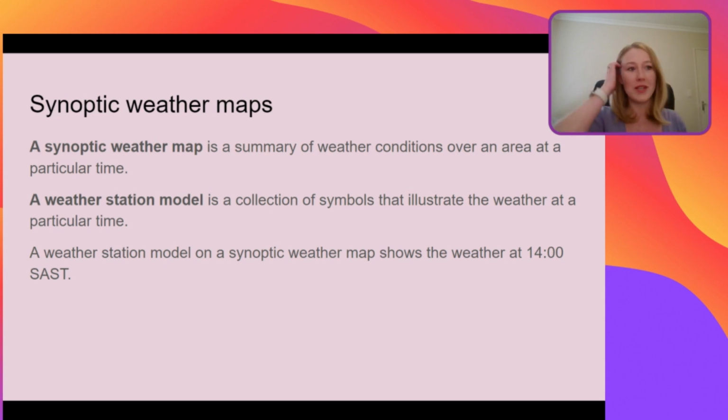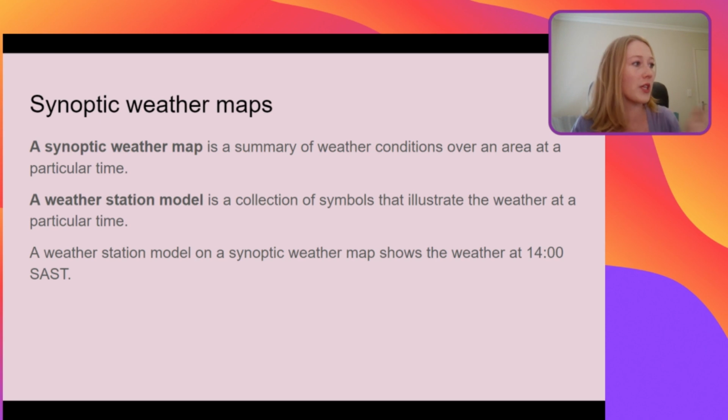So, just the basics. Synoptic weather map, that is the whole map that we were looking at. It shows you the general weather conditions over that area. And then a weather station model is a little collection of symbols. I know that's exactly what the definition says. Can't think of another way to paraphrase it. A little group of symbols that tells you about the weather conditions at that specific location at that time.